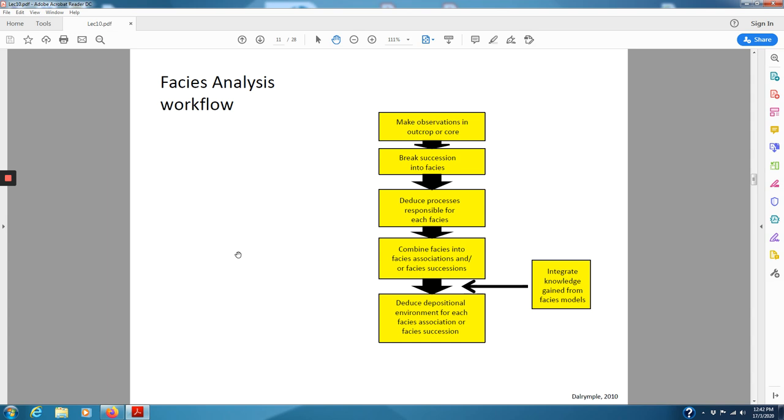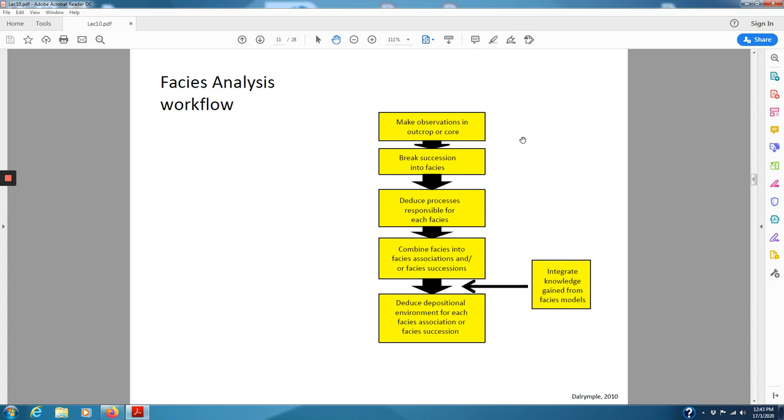So now this is the basic workflow for conducting facies analysis, right? This is from Dalrymple 2010. But just remember, doing facies analysis is not going to be as straightforward as this. There's going to be some loops in different parts here. But generally, this is going to be how you do it. So you start with making observations, depending on what kind of study you're doing.